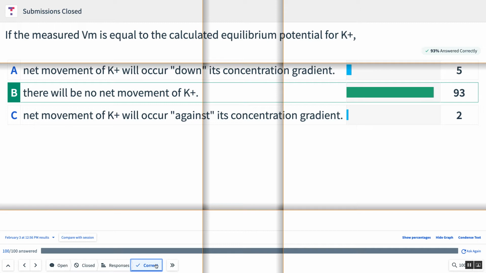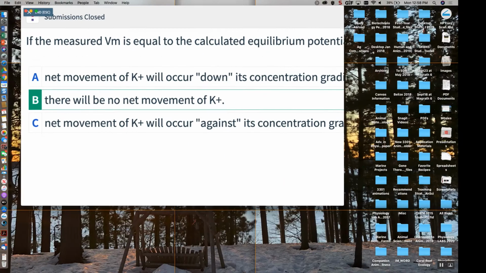Any questions so far? So my point here with these top hat questions is by now you should master what equilibrium potentials mean, okay? What they mean. And with that, you can predict which way ions are moving. So let's go ahead and move on.